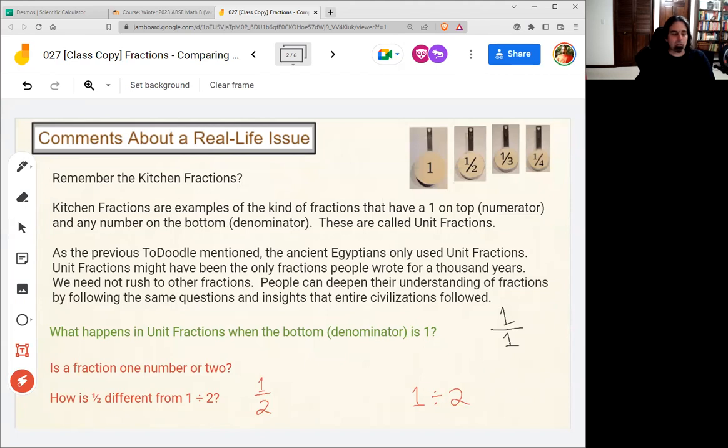But if you have any friends or relatives that are math people, then you can disturb them by asking them this. Is a fraction one number or two? How is a half different from 1 divided by 2?